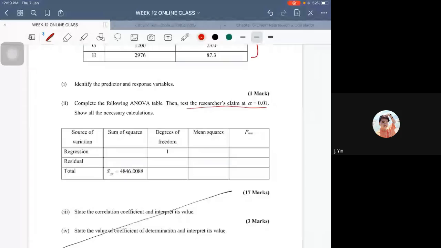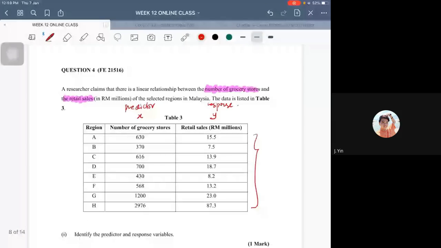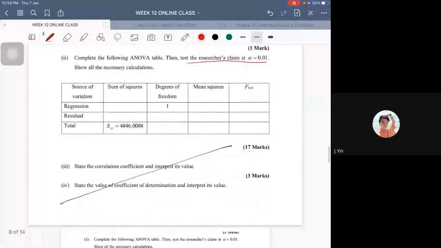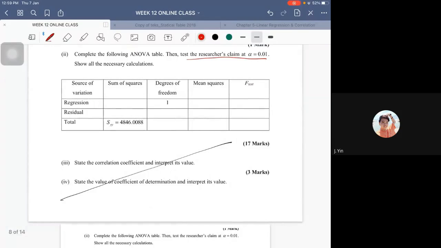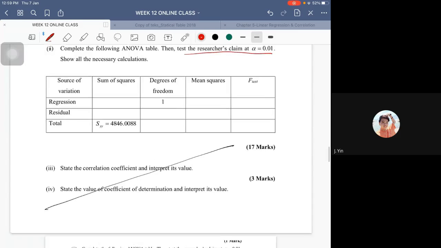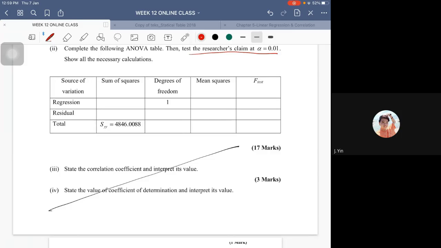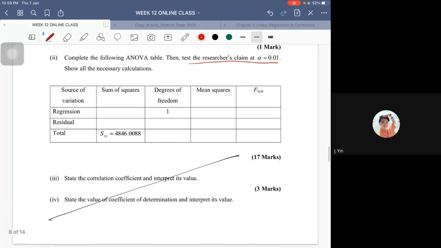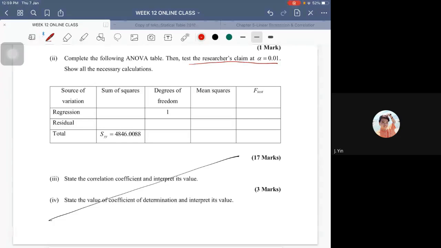What does the person claim? The person claims that there is a linear relationship between the X and the Y variable. So that's a linearity test. When we talk about a relationship, that is definitely going to be a linearity test. All right, so how are you going to construct this table? Actually, you guys are very lucky. This is a final exam question, and the students who have to answer it have to memorize the formula.